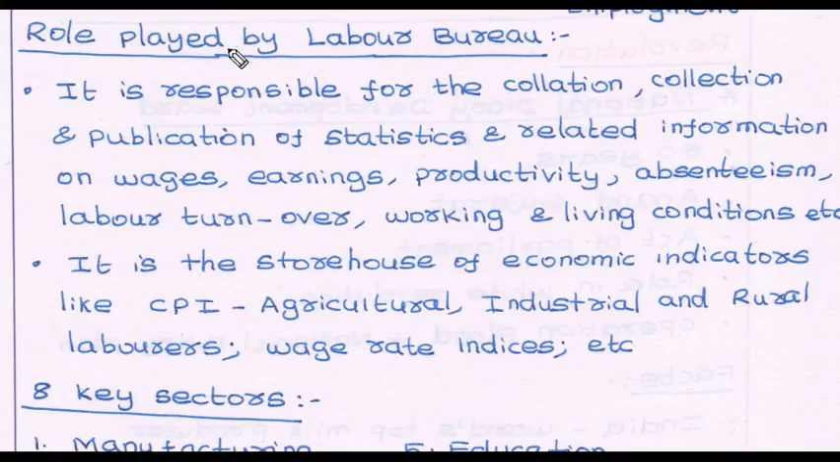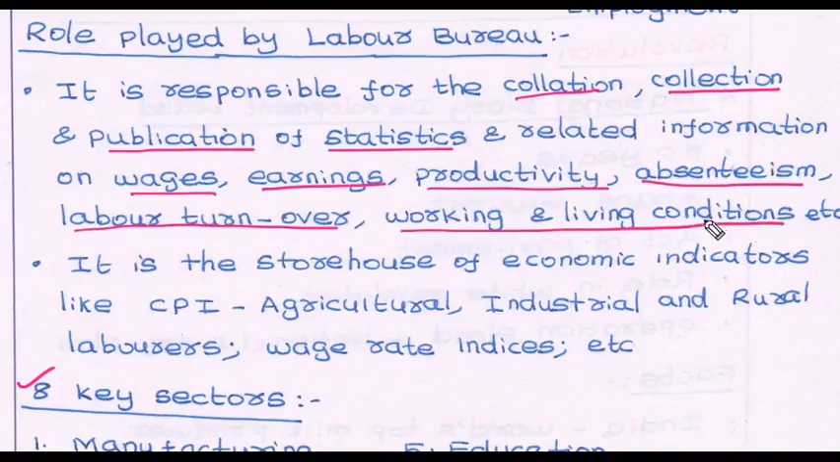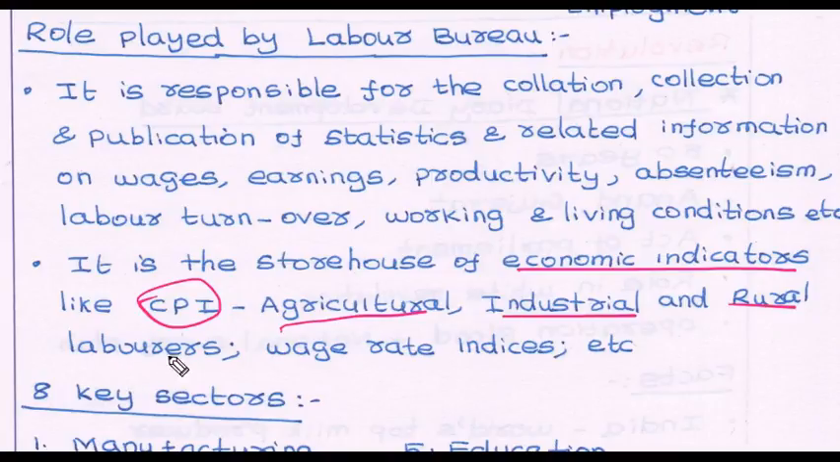Now let's discuss the important role performed by the Labour Bureau. Then we will discuss what the core sectors of the Indian economy are. The Labour Bureau has a responsibility for collation, collection and publication of statistics and related information on the wages, earnings, productivity, absenteeism, labour turnover, working conditions and living conditions of laborers. The Labour Bureau acts as a storehouse of economic indicators like the Consumer Price Index for agricultural and rural laborers and industrial workers, and it also gives indicators like wage rate indexes and so on.